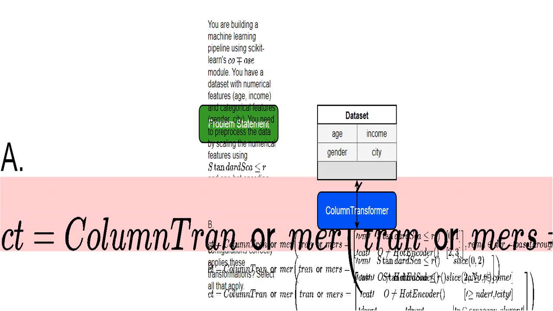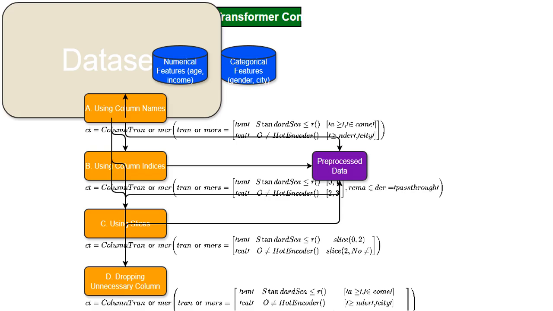This option uses column indices instead of names. 0, 1 selects the first two columns for numerical scaling, and 2, 3 selects the next two for categorical encoding. remainder='passthrough' keeps any extra columns. This works but may be less readable for larger datasets. I'm dealing with a dataset containing both numerical and categorical features. Specifically, AGE and INCOME are numerical, while GENDER and CITY are categorical. This is typical in many machine learning problems.